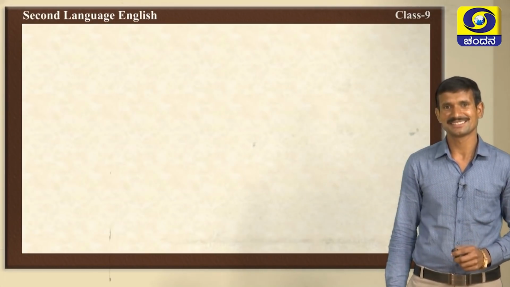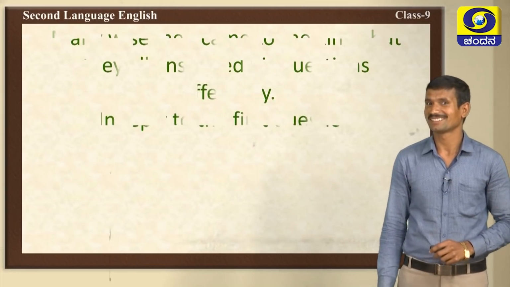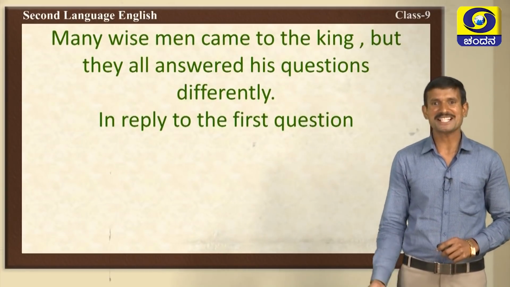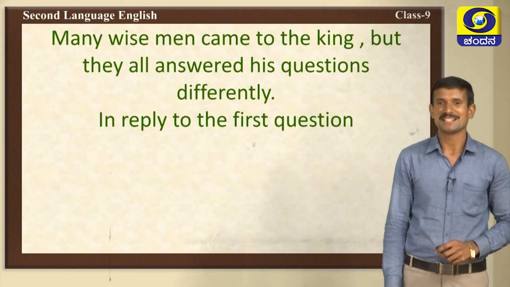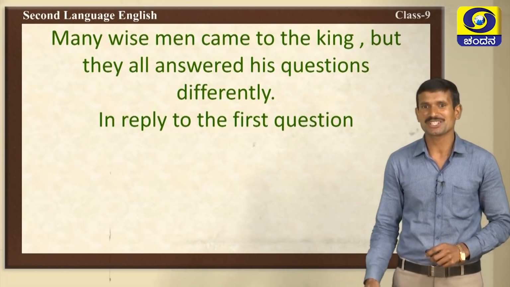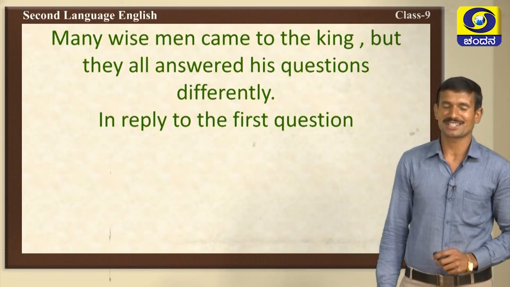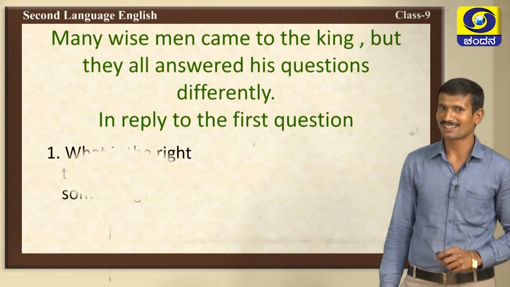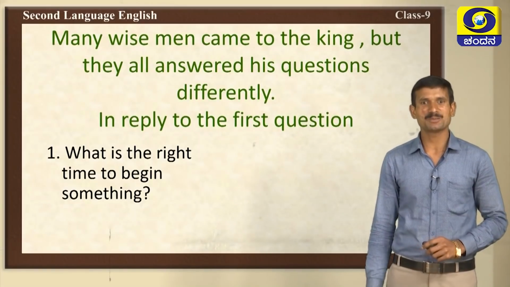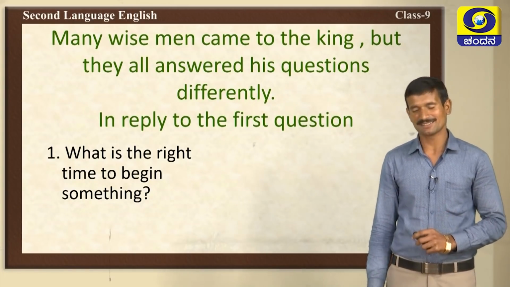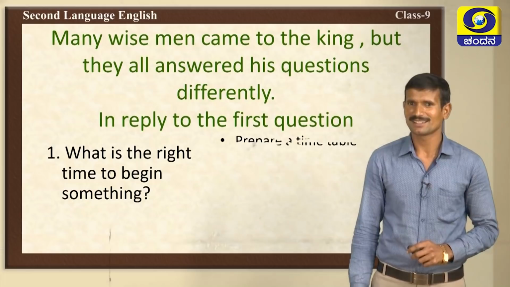The king sent his messengers. Then, what happened? Good. Many wise men came to the king, but they all answered the questions differently. In reply to the first question, what is the first question? What is the right time to begin something? Very good. What was the reply?